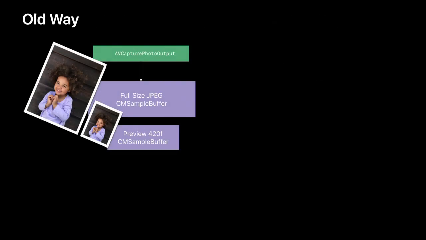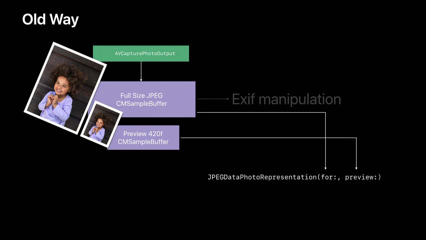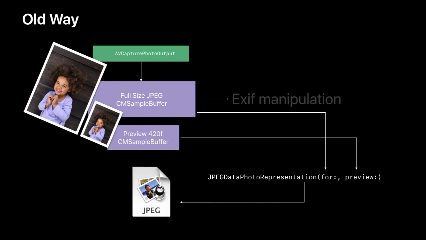So here's the old way you would get a JPEG and write it to disk. Photo output would deliver you a sample buffer with a full-sized image and a preview image, and it would attach some metadata to it, such as EXIF. If you wanted to mutate that in any way, you would have to wait until it delivered the callback, and then you would get the attachment that had the EXIF, manipulate it, and re-add it to the sample buffer. Then when it came time for writing it to disk, you would call photo output's JPEG photo data representation, and pass it the 2 buffers. Out comes a JPEG data ready to write to disk.